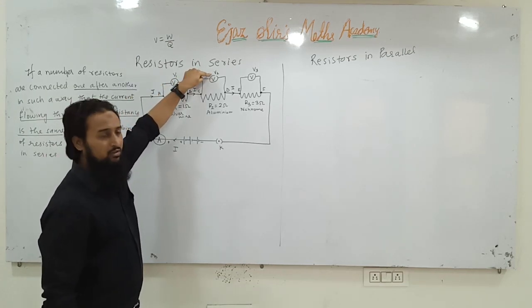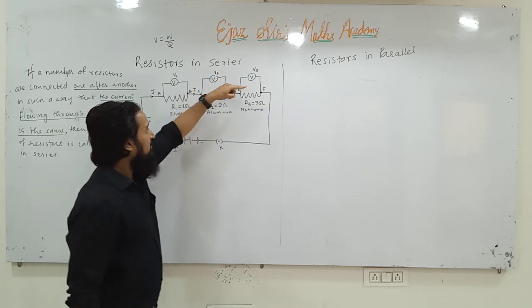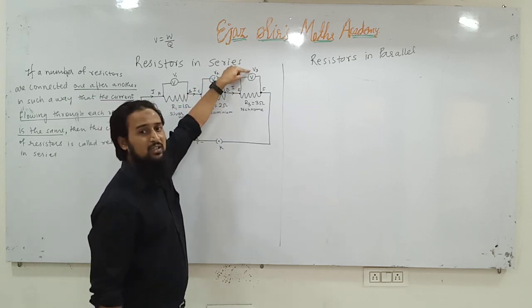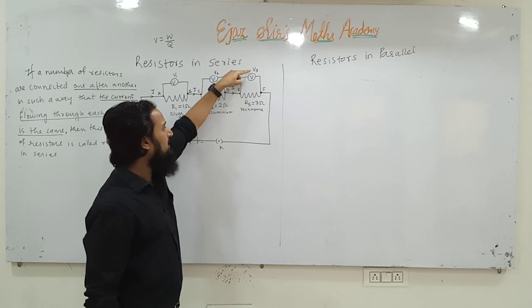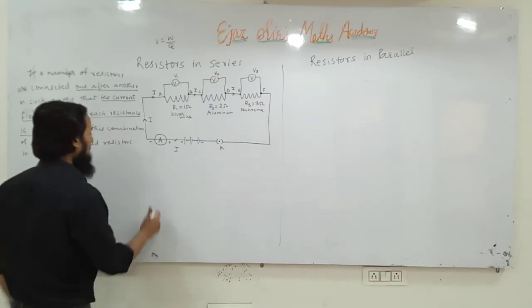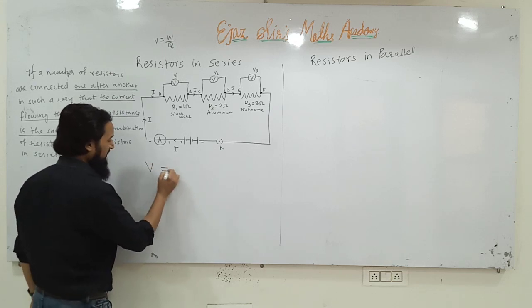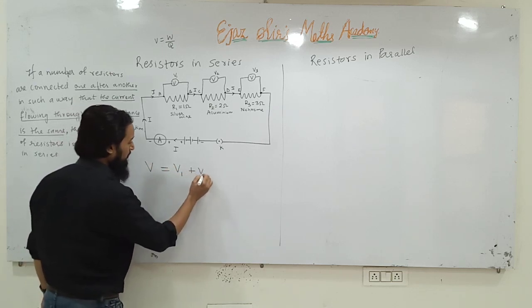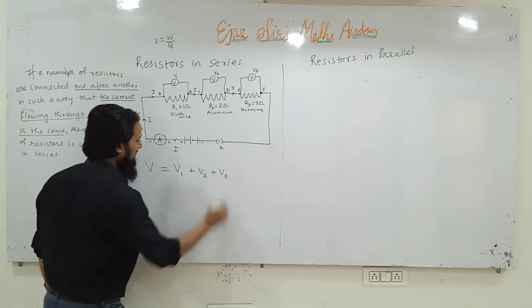V2 will be more than V1 because the resistance is greater. V3 is the voltage shown by the third voltmeter, and this voltage will be maximum because the resistance is maximum, so the work done by the charge will be maximum. How much is the total voltage? V is equal to V1 plus V2 plus V3. This is the total voltage.